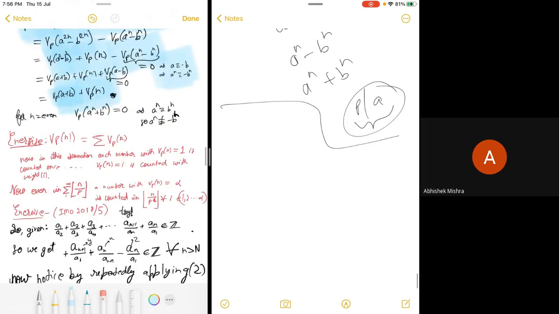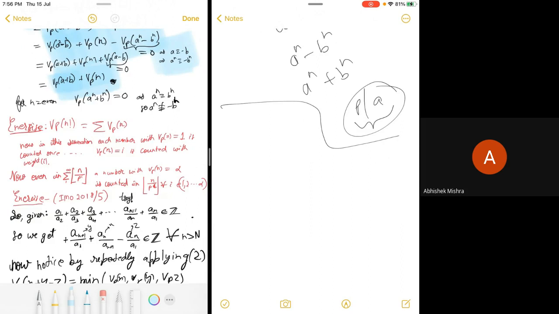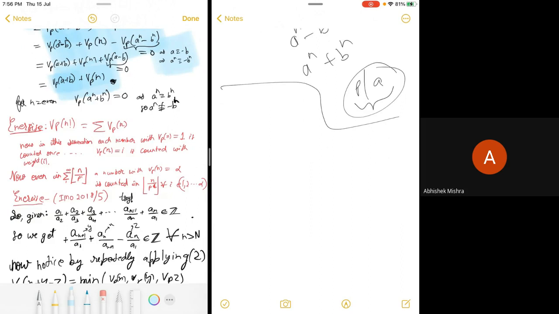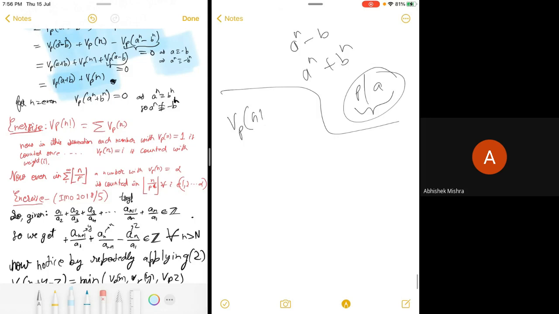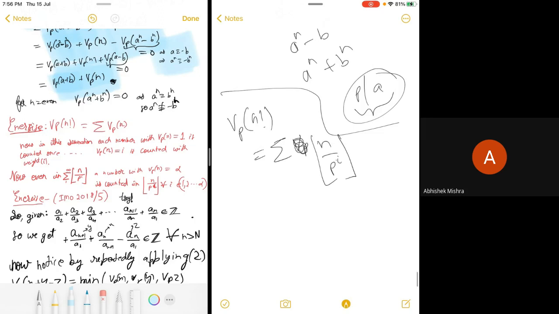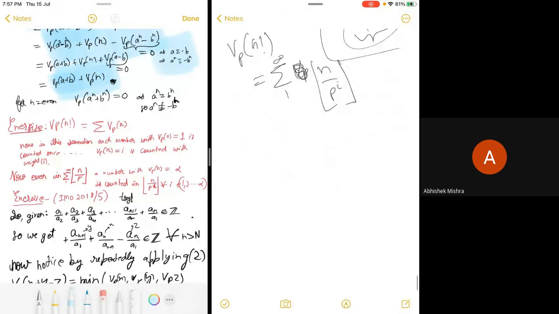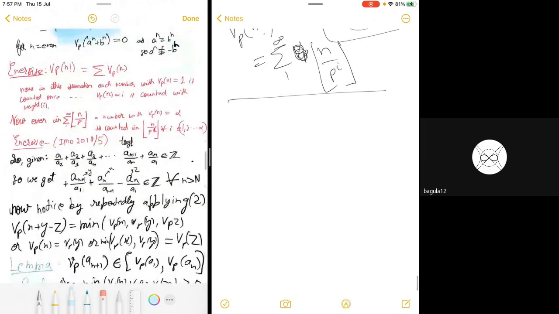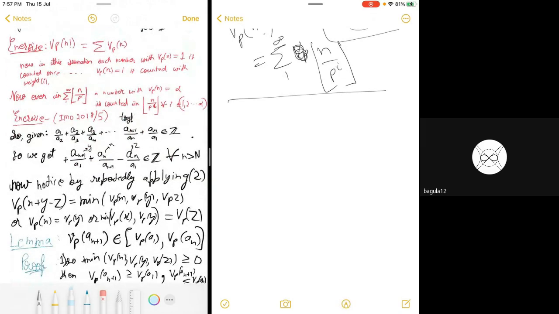So just a nice application of that product lemma and some double counting. This is an exercise to prove that VP of n factorial is equal to the summation of floor of n by P to the I, where I goes from 1 to infinity. Infinity is just there to keep things simple. It is not that it's a finite sum, because at some point the floor will be 0 when the denominator will be high. Yes.